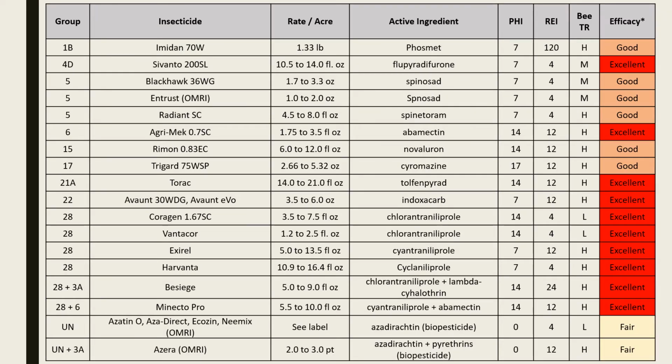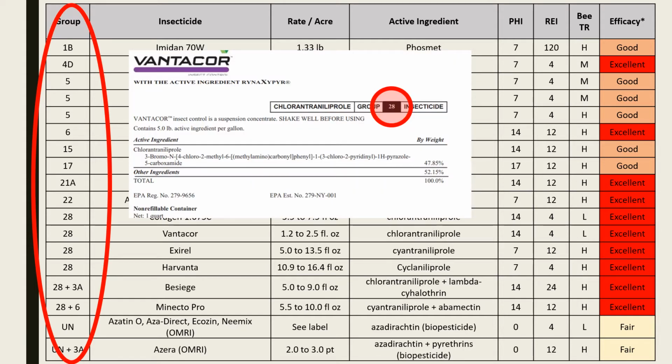So let's spend a little bit more time taking a look at this table. The insecticides are arranged by group, as you can see on the left-hand side column. Each group has a different number and indicates a class of insecticide. This is based on the IRAC classification that allows us to manage insecticide resistance. The way you can tell which group an insecticide is in is by taking a look at the label, and typically it's located at the top right-hand side of the label next to the active ingredient portion.